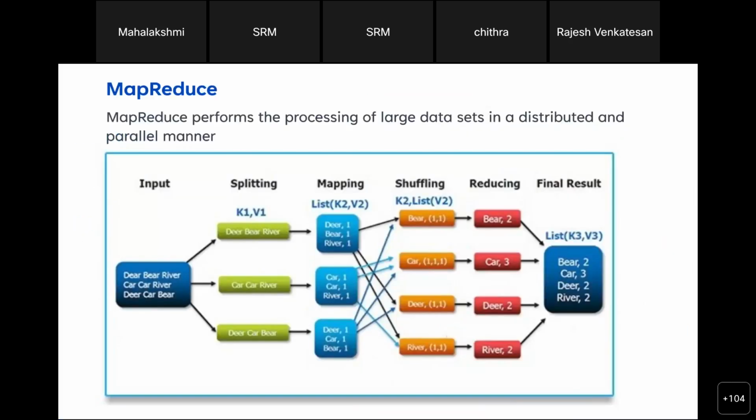That is HDFS. Next, we are going to the MapReduce concept. As of now, we have stored our data properly in a distributed manner. After storing the data, we want to process it, right? For processing also, we need an efficient tool to process data that is already stored in a distributed manner. So we use the MapReduce concept. MapReduce performs the processing of large data sets in a distributed and parallel manner.